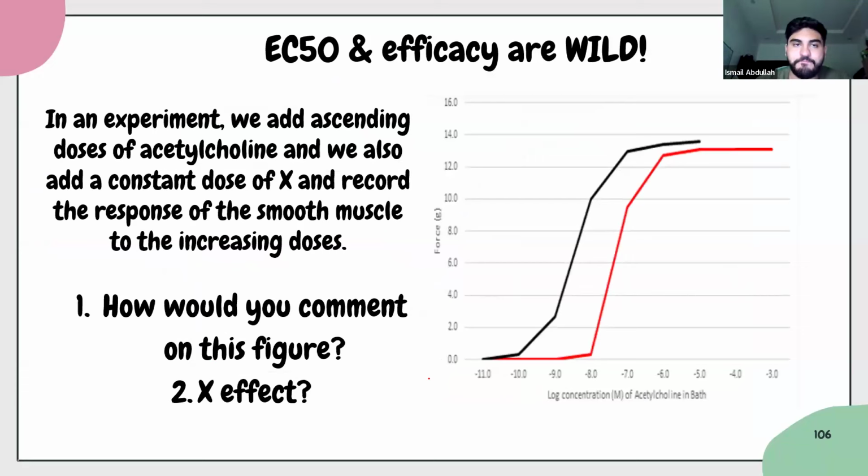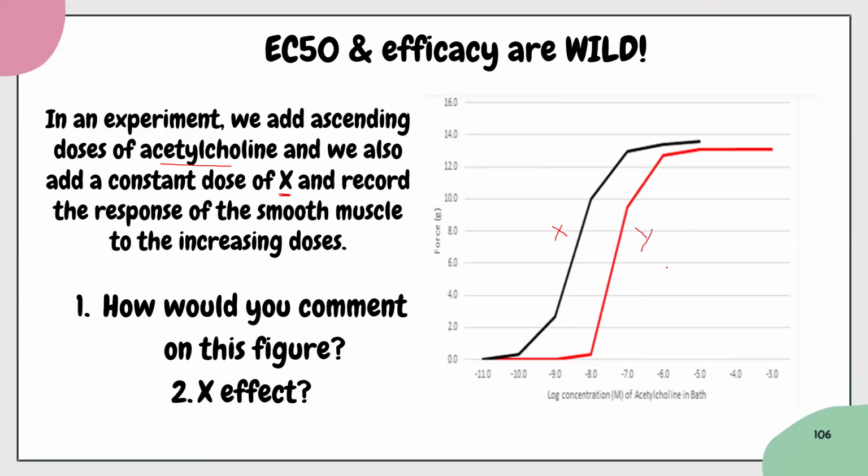All right, let's do this one. Okay. So they're adding ascending doses of acetylcholine, also a constant dose of X. The record was the response of smooth muscle to increasing doses. So can you now tell me about this figure? This is the normal one. Let's say this is X, and let's say this became Y. What happened here? A competitive antagonist was added.